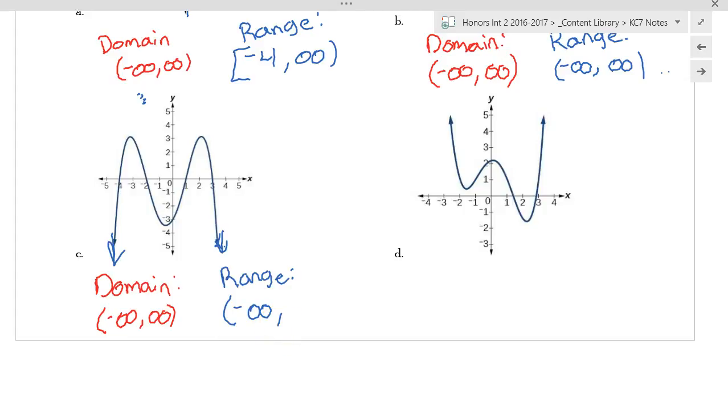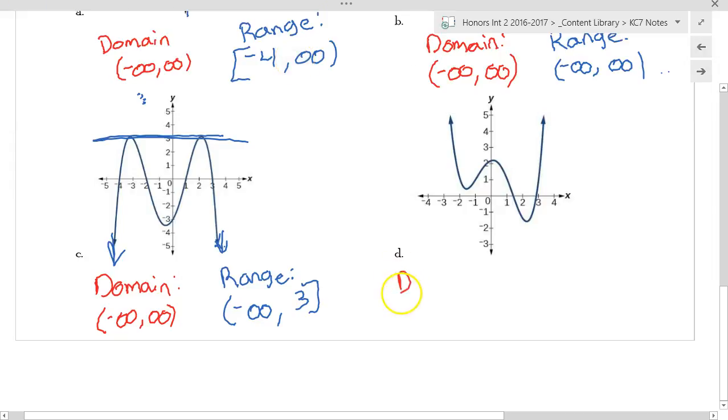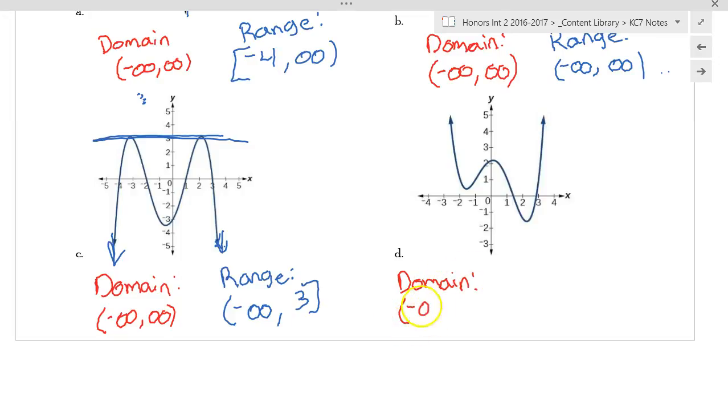When do I stop going up? Well, my highest point is right here, right? Again, it's a fence. There's nothing beyond that. I can mark a point where there's nothing beyond it. Okay? So that stops at 3. And again, that would be a square bracket. All right, looking at D, last one. The domain, again, is negative infinity to infinity. Your graph is going to go on left and right forever.